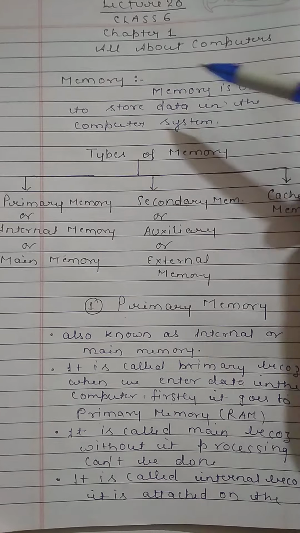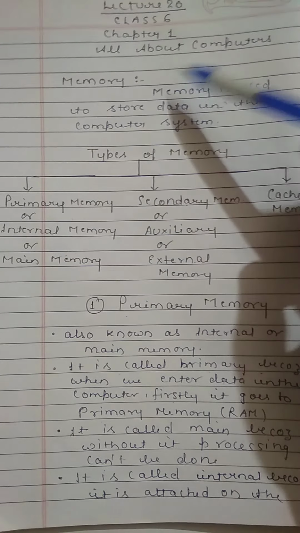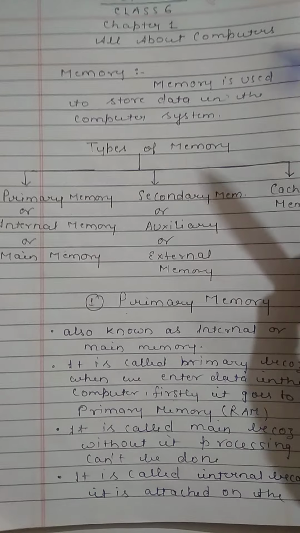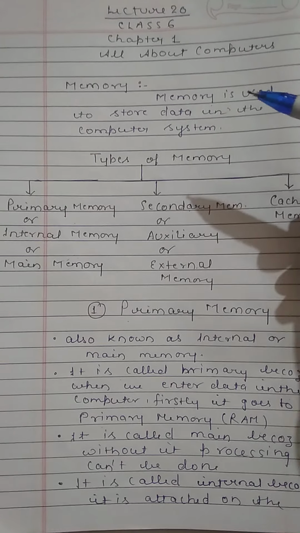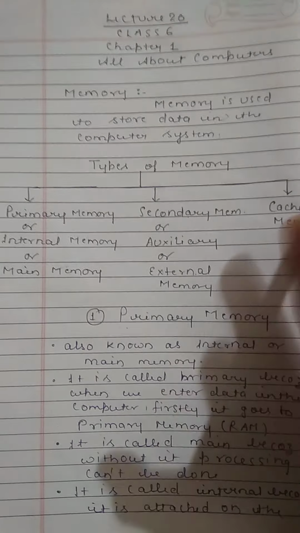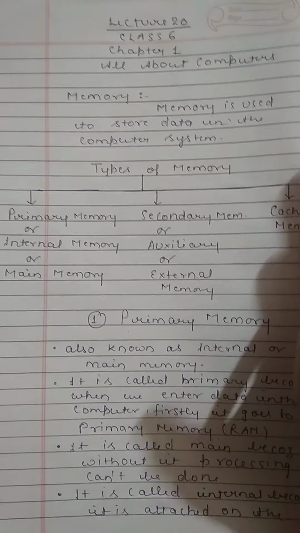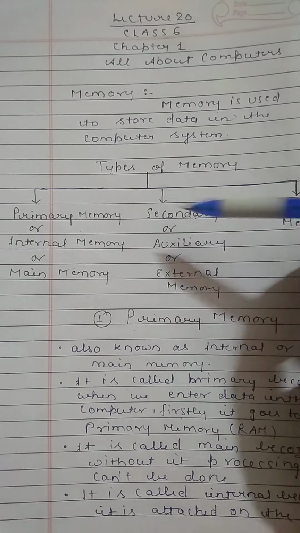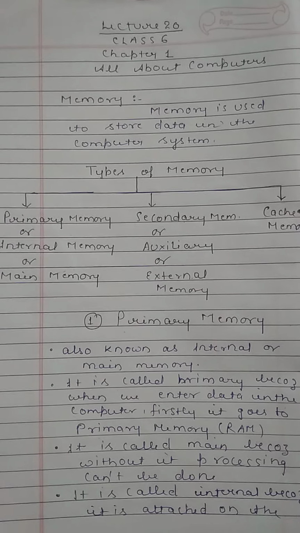In this lecture I am going to explain to you memory. Memory is used to store data in the computer system. Means when we enter data into the computer system, firstly it is stored there in the memory. There are following types of memories: primary, secondary and cache memory.